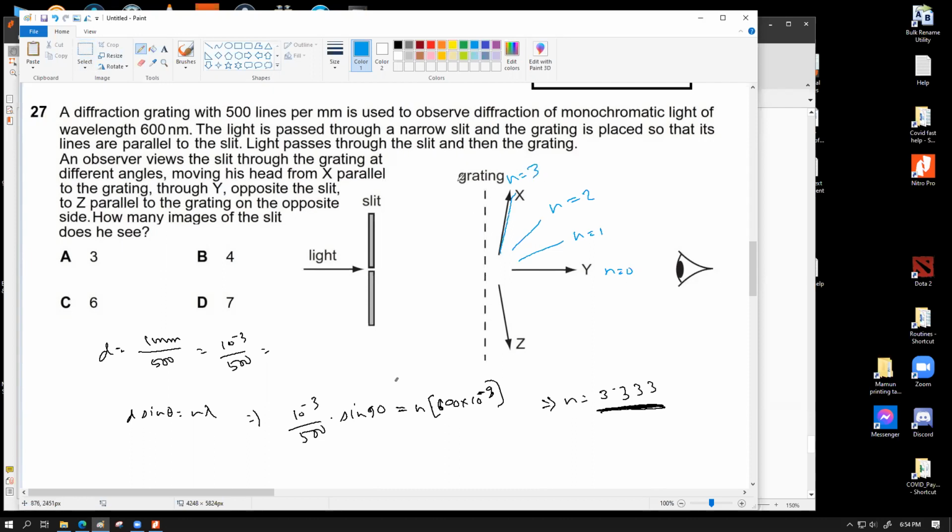But this person is not going to see n equals 4 because the maximum he is going to see is up to 3 point something. If this fraction was bigger than 3.5, let's say if this was 3.8, this would also mean that he would be able to see up to the third maxima, but the fourth maxima would not be visible. Do you get my point? Sir, yes sir. What would the 0.8 part be? Sorry? What does the 0.8 part of this 3.8 mean?